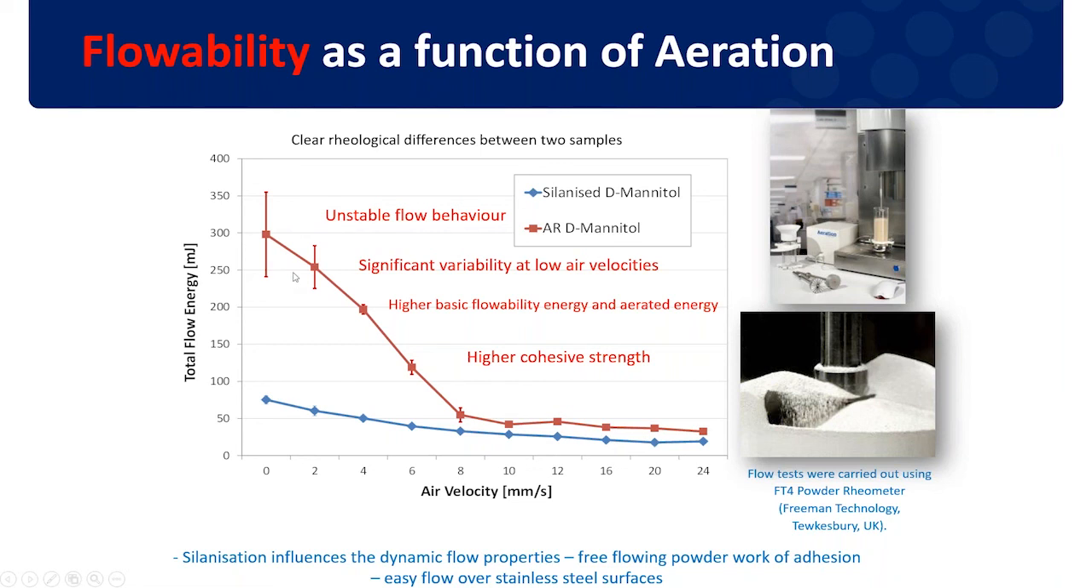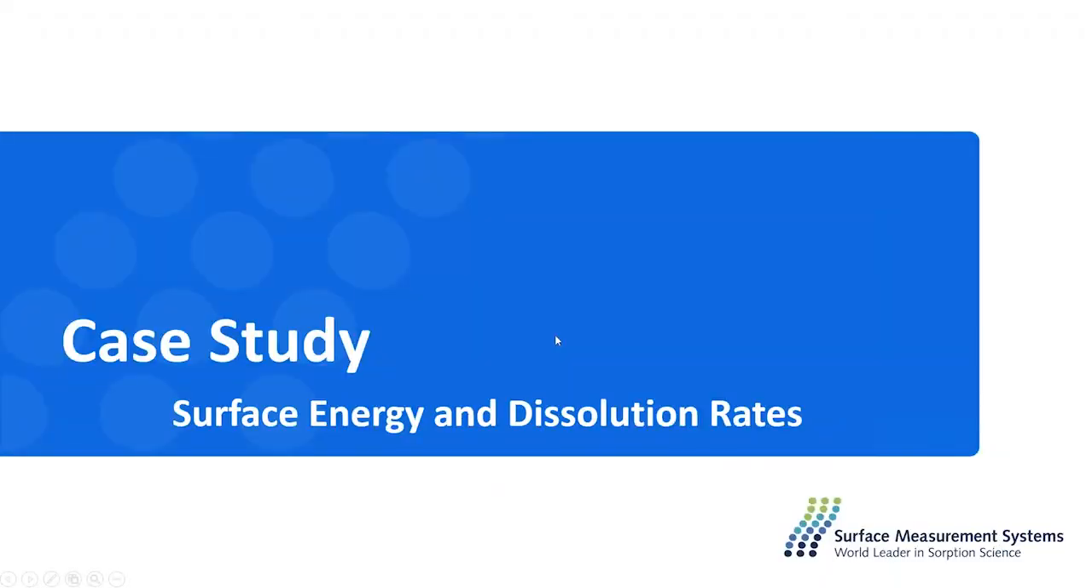So because we have those high energy sites within this sample, it's going to have a much higher activity and a much higher cohesive strength and stickiness, which means that it has a higher energy of flow and poorer flowing characteristics, which we have been able to predict just by mapping its surface energy and its heterogeneity via IGC SEA.